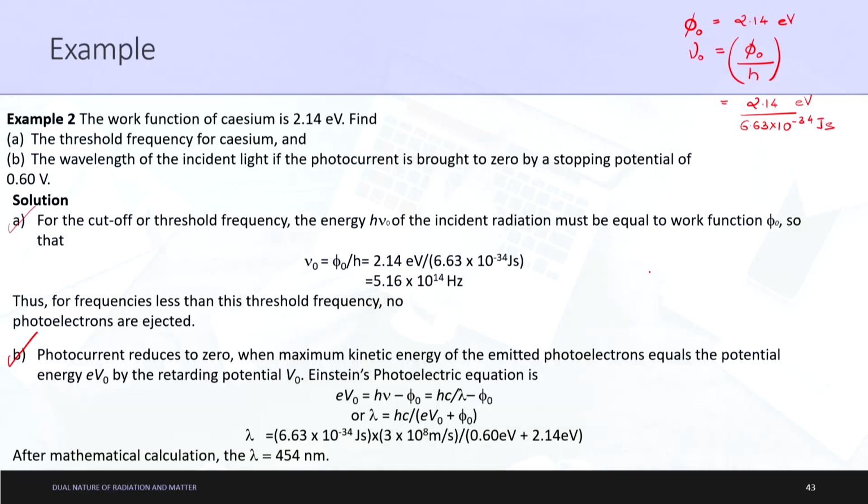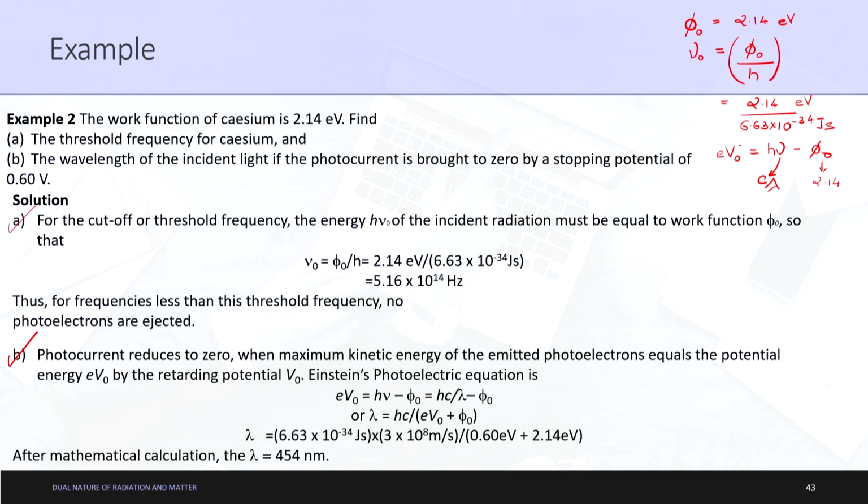We have only one equation, that is the photoelectric equation. So let me just write everything here. We know that E V naught, where V naught is the stopping potential, is equal to h nu minus phi naught. You know the value of phi naught, which is 2.14 electron volts. You know the value of Planck's constant, and you can calculate nu equal to C by lambda. You know the value of E also, so you can directly calculate the value of V naught.